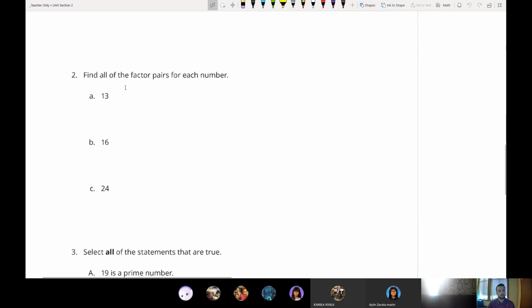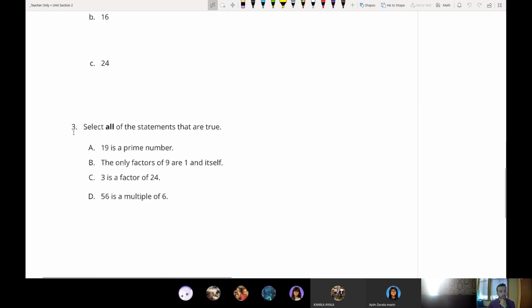Okay, now looking at problem 2, find all the factor pairs for each number. A, you're finding all the factor pairs of 13, so make those factor rainbows. B is 16, so find the factor pairs of 16 using those factor rainbows, and then again with 24. And then lastly, number 3, select all of the statements that are true. So there could be more than one that is true. It's working with prime numbers on the first 2, and then factors and multiples for the second 2.